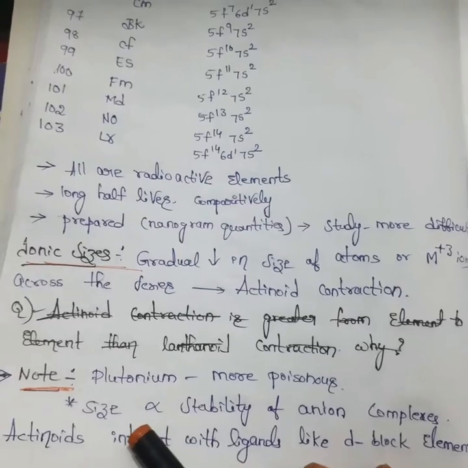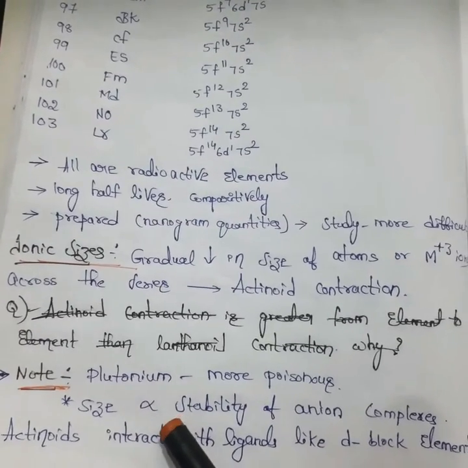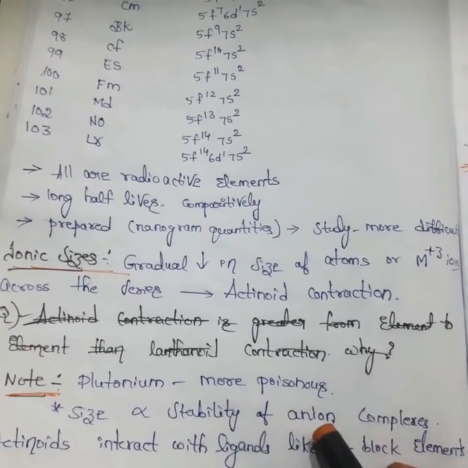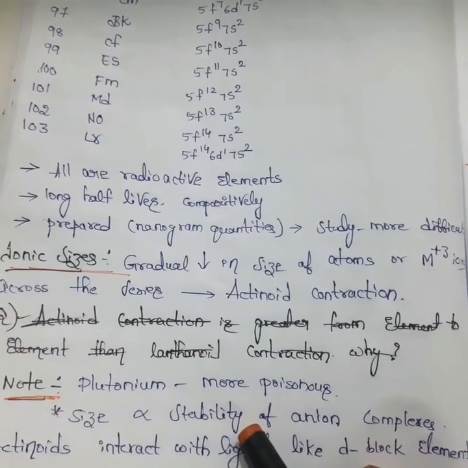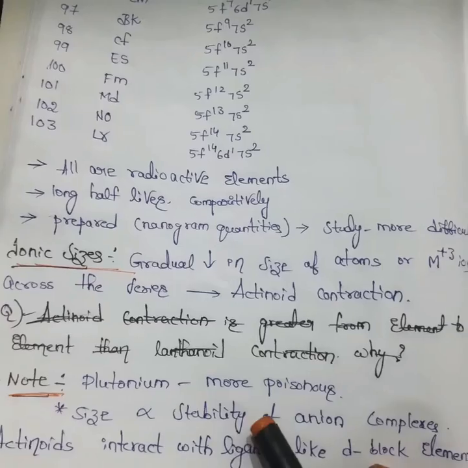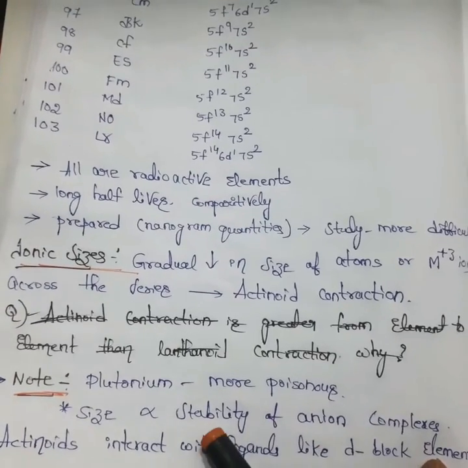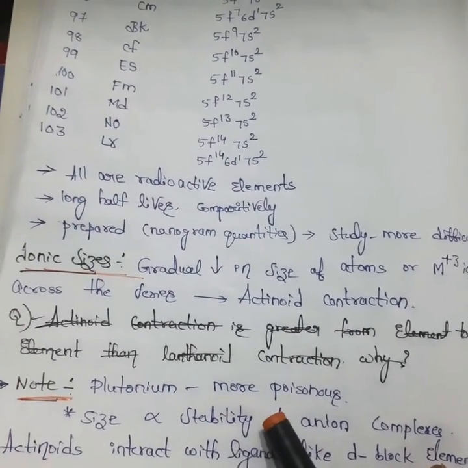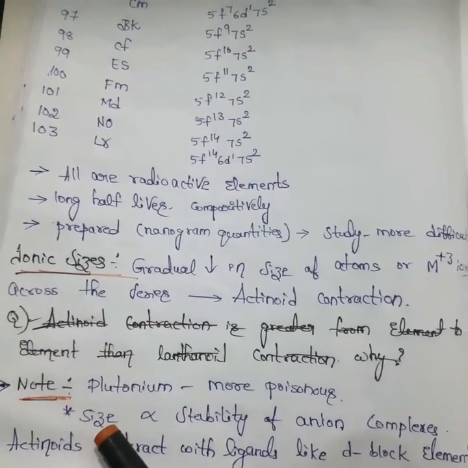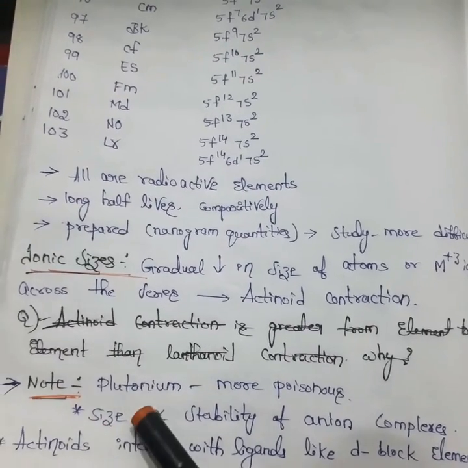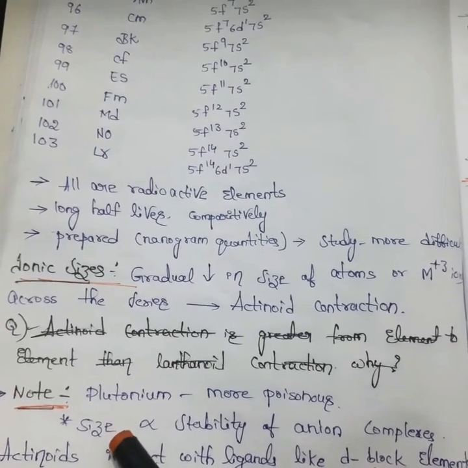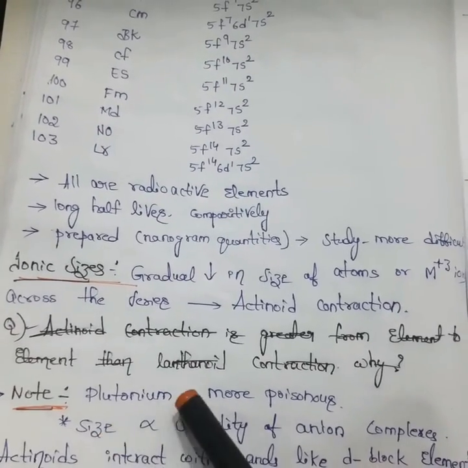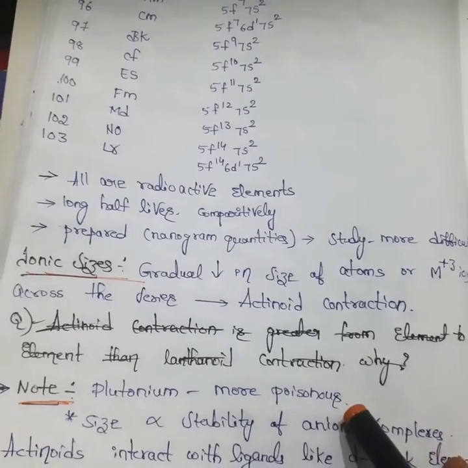Next, size is directly proportional to stability of anion complexes. For example, if in a question they give some anion complexes and ask about the stability, we just have to observe the size. If the size is more, we can say the complex having the larger size is more stable. Like that we can answer.